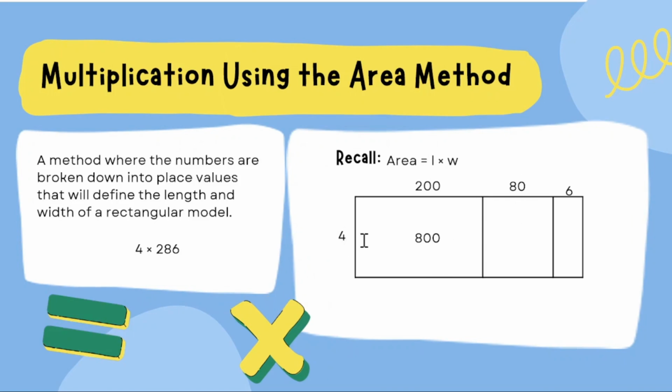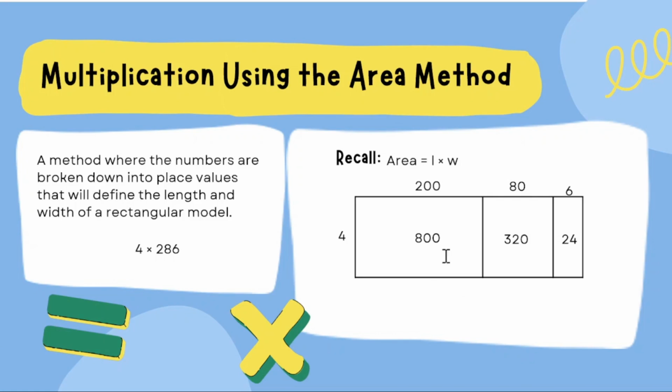It remains the second one. We're going to multiply 4 by 80. What you do first is 4 times 8, that is 32. Then we add the 0 at the end, and that gives us 320. Then the last one, 4 times 6, gives us 24. That's what we have there. I hope this is clear.